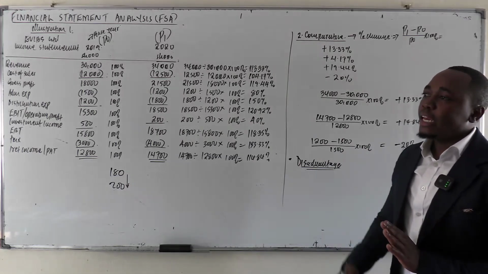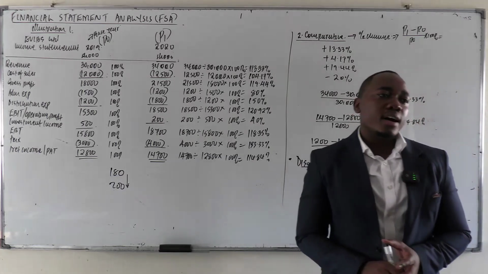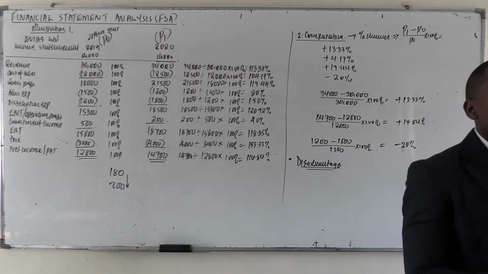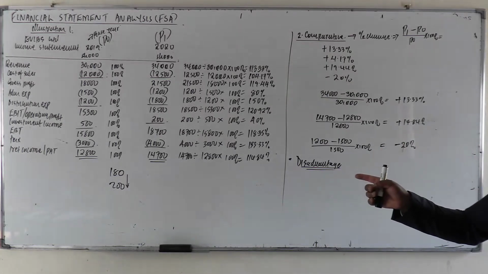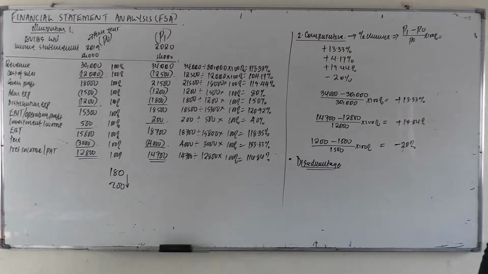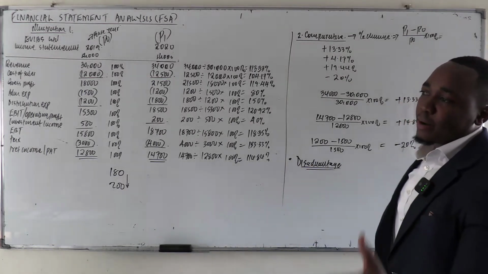Number 4, in case of different accounting policies, we cannot do what we call an industrial comparison. You cannot compare the performance of your company against another company. Why? Because there are different accounting policies. When there are different accounting policies, it's difficult to do what we call an industrial analysis. You cannot compare your company's performance against another company's performance.